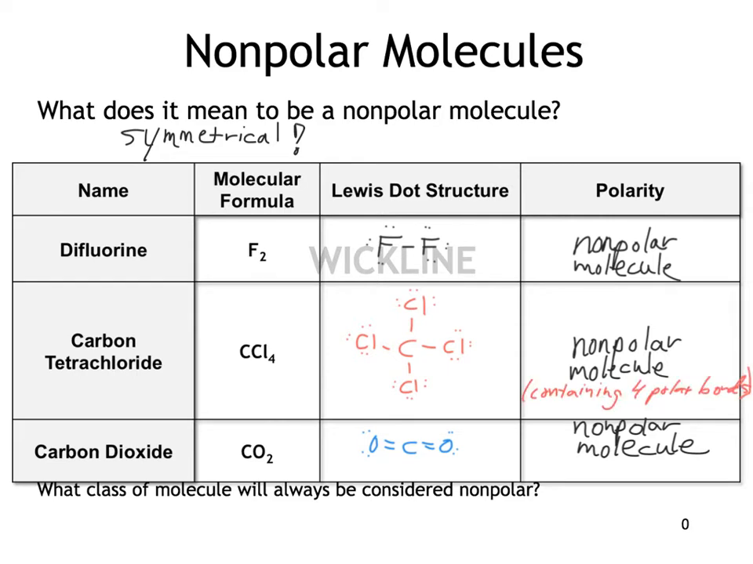And lastly, down here at the bottom, what class of molecule will always be considered nonpolar? Think diatomic molecules, such as difluorine, which was the first molecule on this slide. This kind of molecule is always going to be symmetrical because it only has 2 atoms, and they're the same. And because they'll always be symmetrical, they will also always be considered nonpolar molecules.